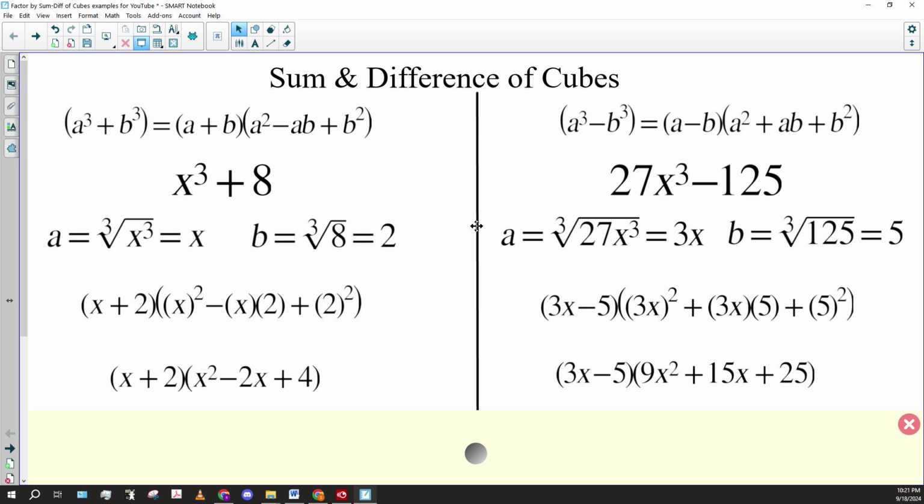And that's all you have to do for the sum and difference of cubes. You just need to use the formula, find the values for a and b, and plug them in.